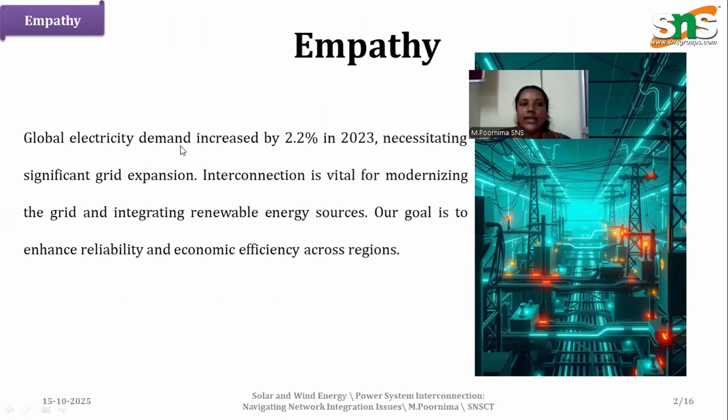Globally, electrical demand increased by 2.2% in 2023, so the grid necessarily expands significantly. Interconnection is vital for modernizing the grid and integrating renewable energy sources. Our goal is to enhance reliability and economic efficiency across the regions.